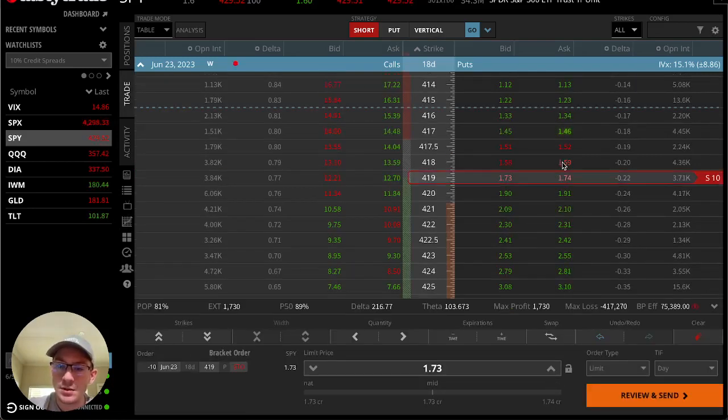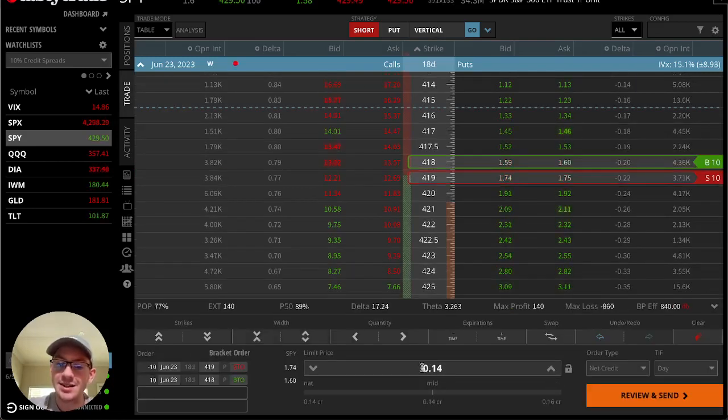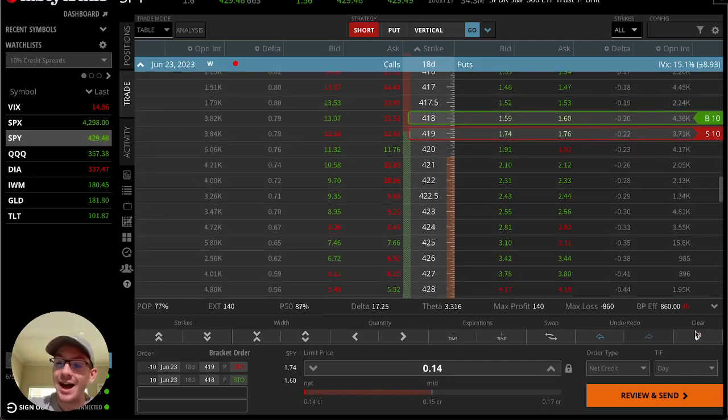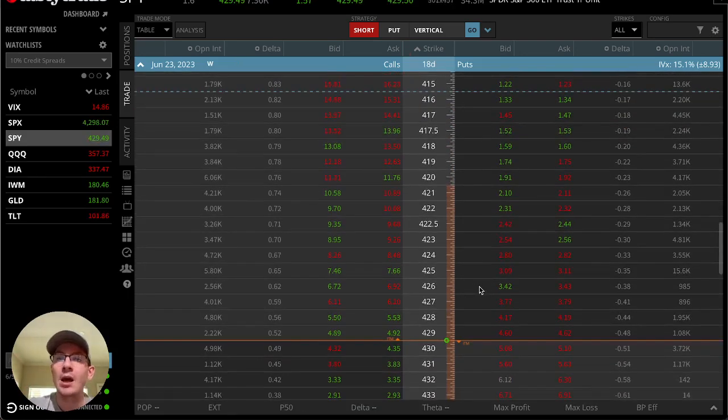Come here to 419. And right there, now I collect $16 or $14, $15 per spread to put on this trade. And it looks like theoretically I'll have roughly an 88% win rate with this trade. Anyways, that's kind of how that's sitting. You can use delta, you can use your levels, or you can use what Tasty Live likes to use, which is collecting a third of the width of your spread.